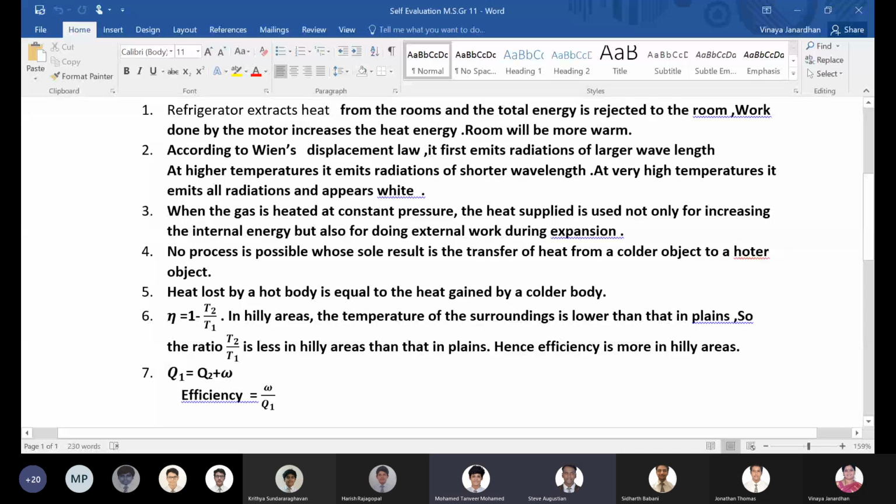Do you want me to read the second question? It's fine. It's Wien's displacement law, right? So what happens when a body is heated up? At higher temperature, it emits radiation of shorter wavelength.